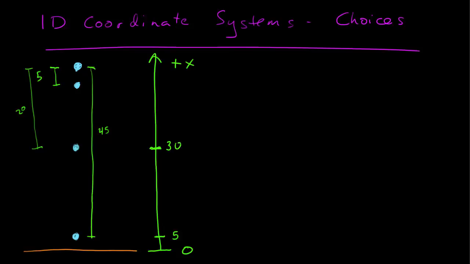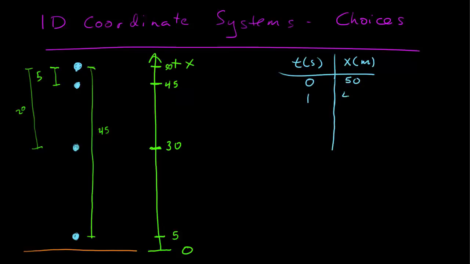So this would be 30 from the ground, and this was 15 more, so this is 45 from the ground, and then this top was 50 meters above the ground. So this is my coordinate system, and these are the locations of the object relative to this coordinate system. Now, if I wanted to create a tabular representation of this data, I could put time in seconds and position in meters. And I could say at 0 it was at 50 meters, and at 1 second it was 45, and at 2 seconds it was 30, and at 3 seconds it was at 5.